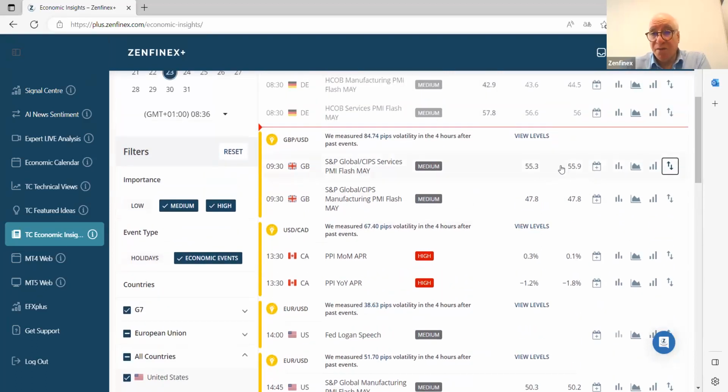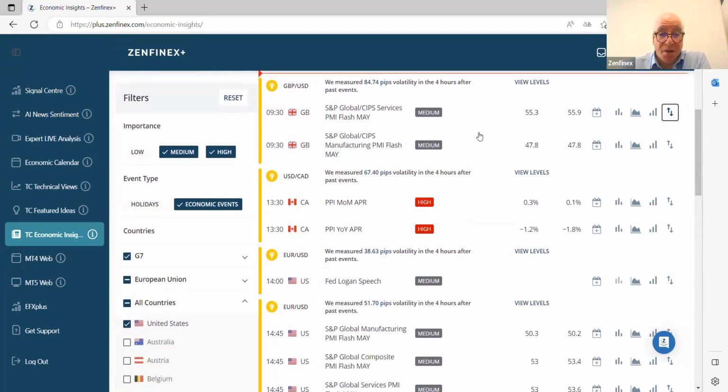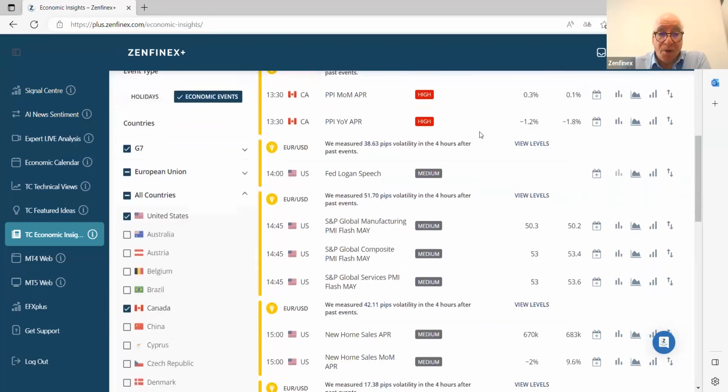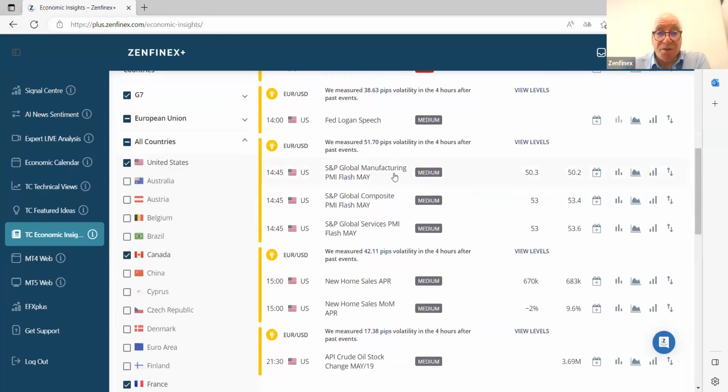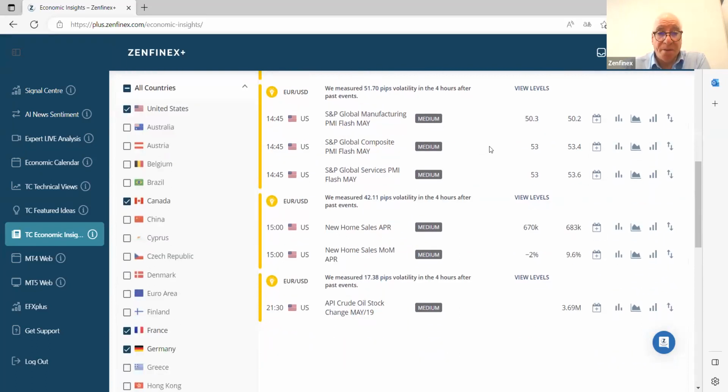So we can see here the forecast is 55.3, so hardly any movement predicted. So I don't actually see that much movement in the pound. Have a look at it at 9:30. You might see something. Later on, we got some PMI figures from the States, which will probably have an impact on the dollar and on the indices. And probably new home sales will be quite interesting this time around.